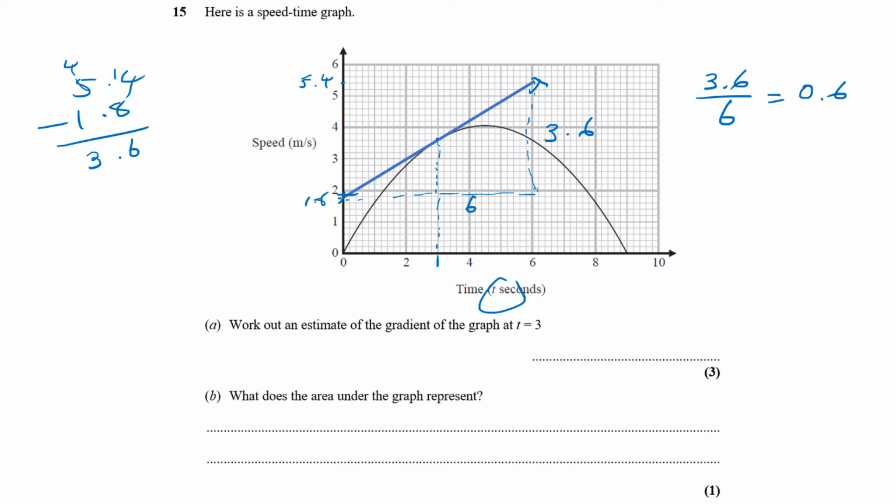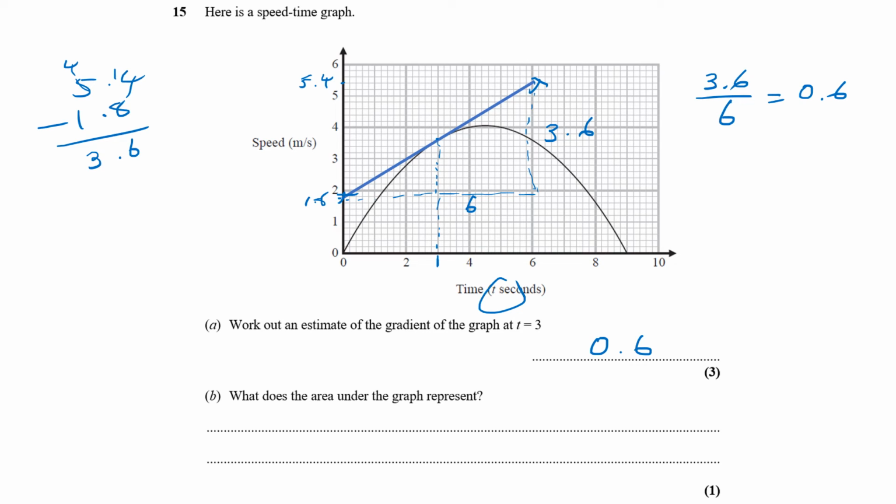And this is an estimation because you're estimating the tangent to the curve at that point. So the line you've drawn won't be the most accurate, and there is a range of values that you could have as an answer to that.